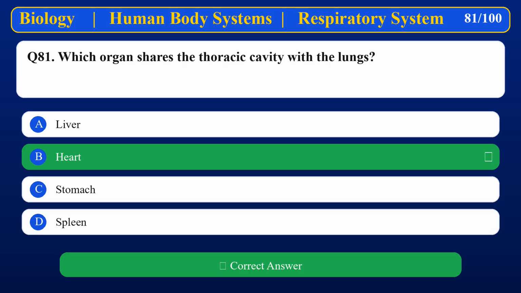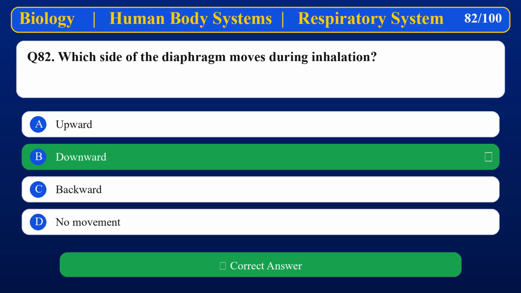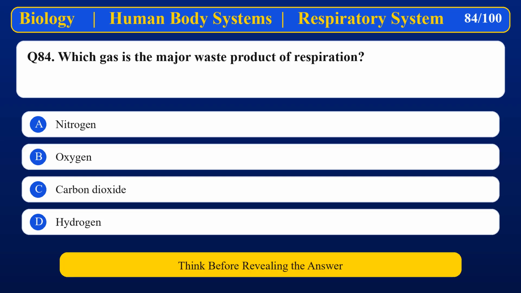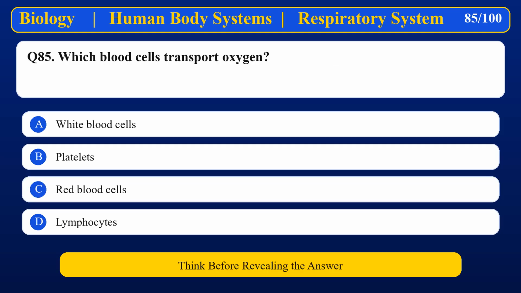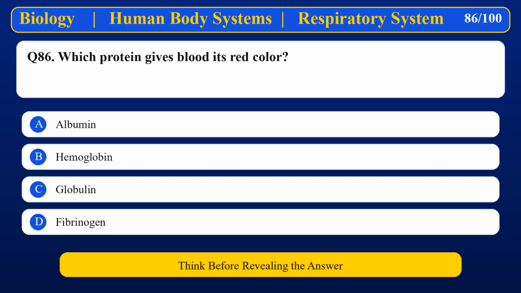Which side of the diaphragm moves during inhalation? Downward. Which gas is essential for cellular respiration? Oxygen. Which gas is the major waste product of respiration? Carbon dioxide. Which blood cells transport oxygen? Red blood cells.